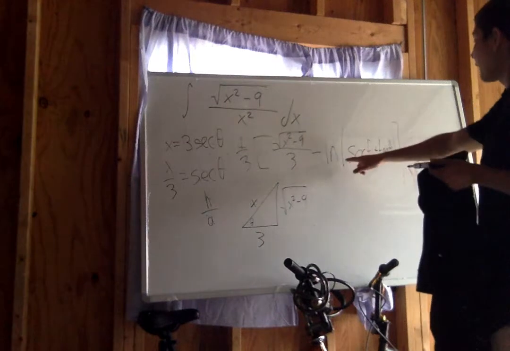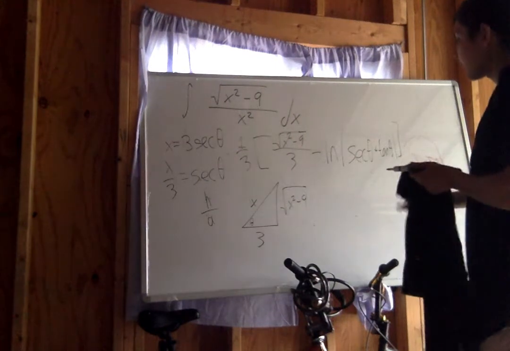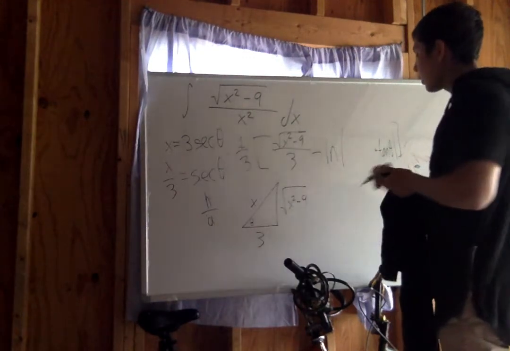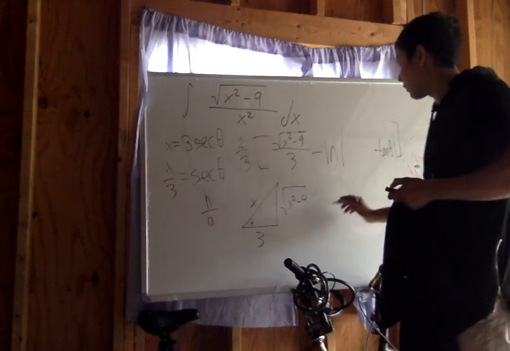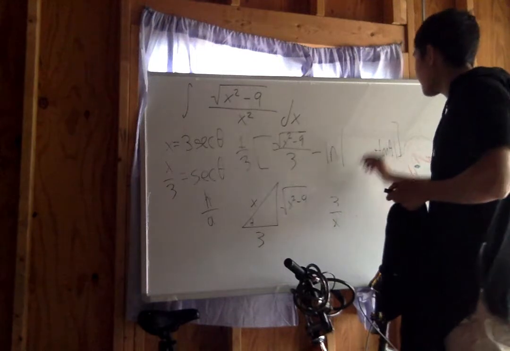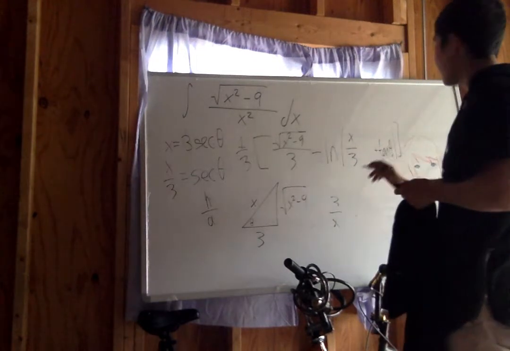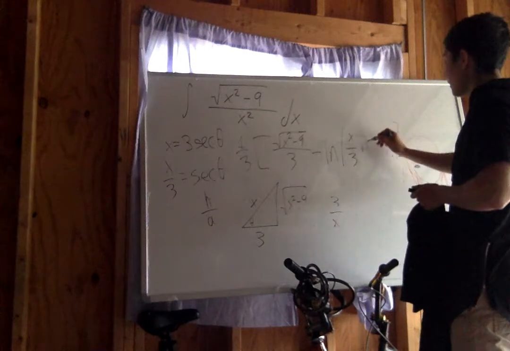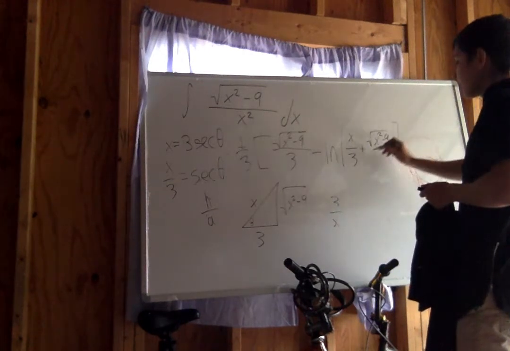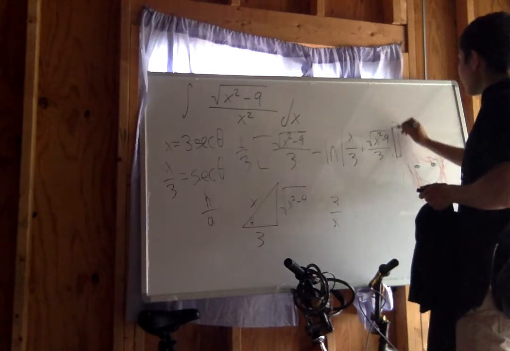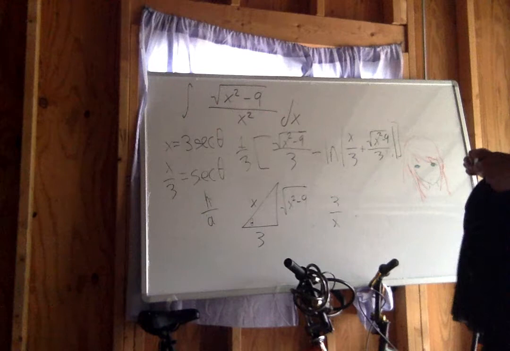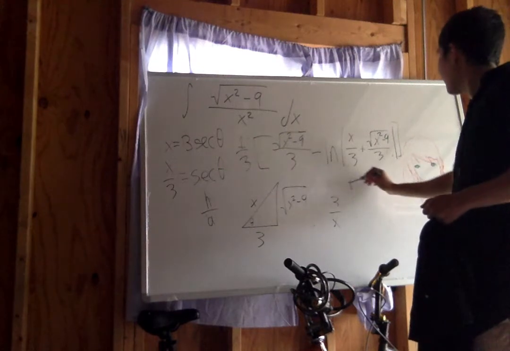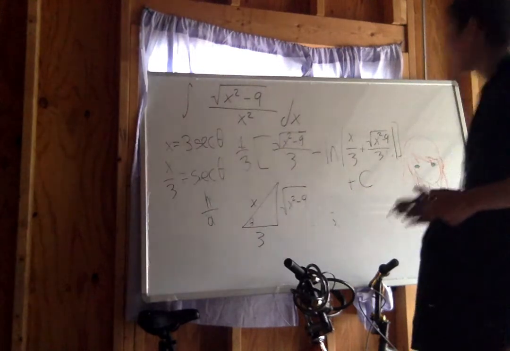So, minus natural log of secant theta plus tangent theta. Secant theta, as I just said, is the inverse of cosine. Cosine is adjacent over hypotenuse. That's 3 over x, so the inverse of that is x over 3. And tangent of theta is opposite over adjacent, so we're adding square root of x squared minus 9 over 3. These take kind of a long time. But yeah, that's the final answer, plus c. I forgot the plus c. Okay, there we go.